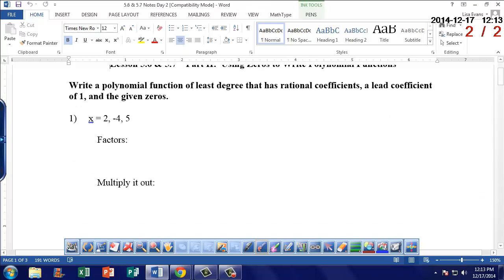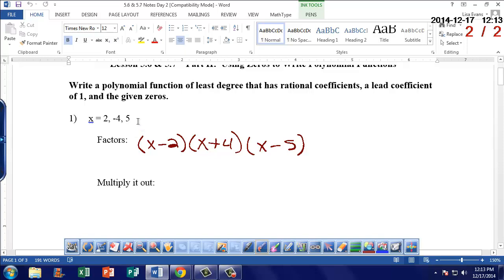So think about it like this. What if you had a polynomial already factored and you got these as the answers, 2, -4, 5. What are those factors that you got? The opposite, right? You got x minus 2, x plus 4, and x minus 5. Because if we were to set each of these parentheses equal to 0, we would get a positive 2, a -4, and a 5.